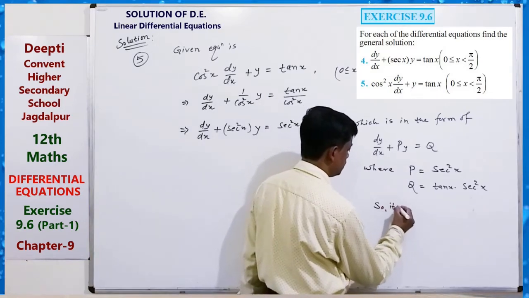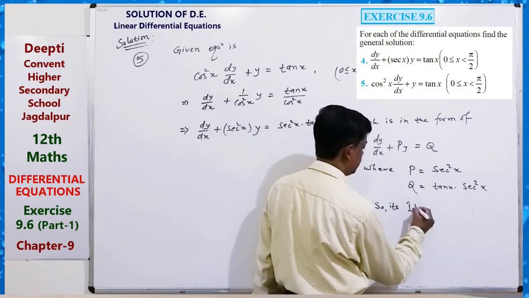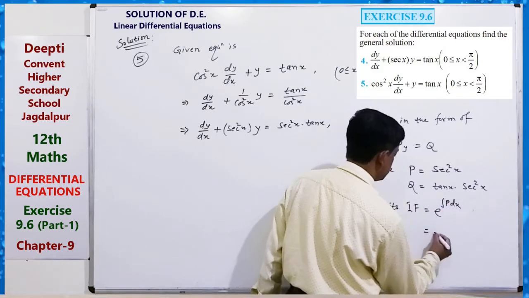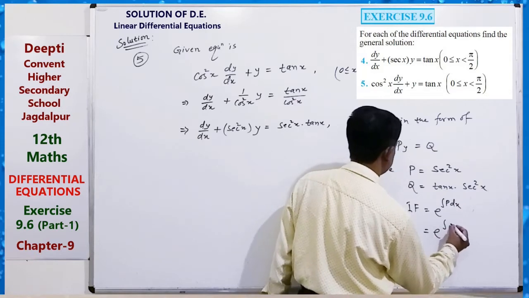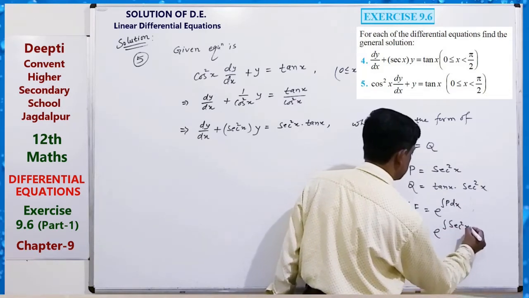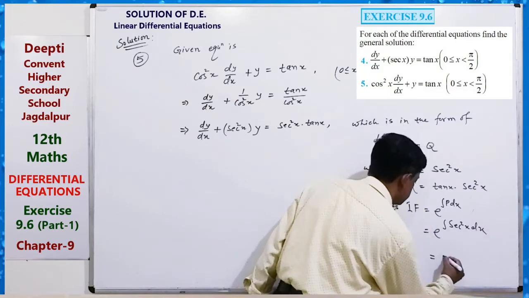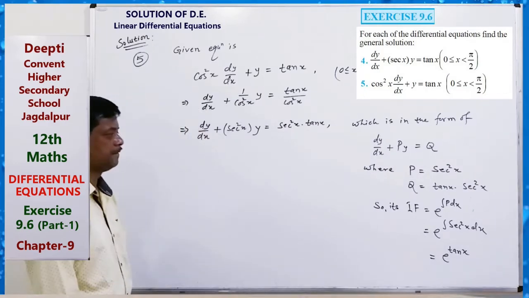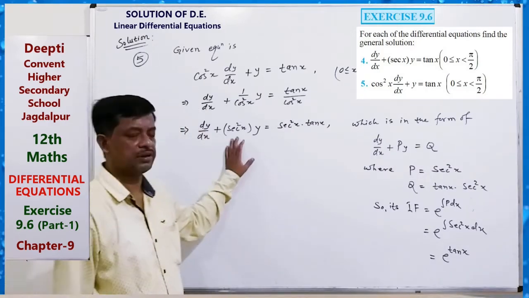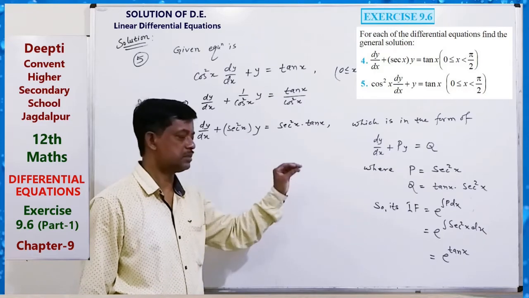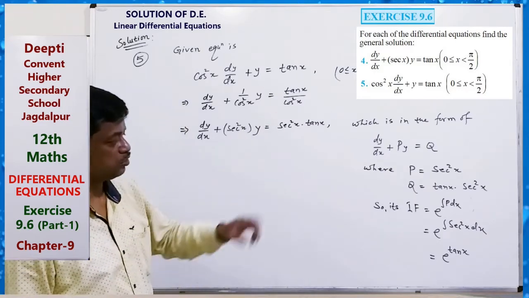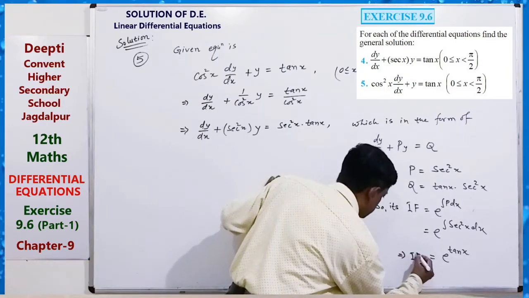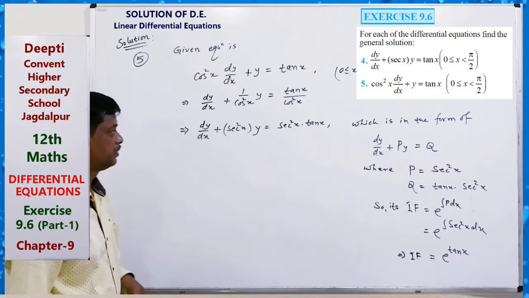So its IF is equal to e to the power integration of p dx. So e to the power integration of p means what? Sec square x dx. Integration of sec square x is tan x. Derivative of tan x is sec square x, so integration of sec square x is tan x. So e to the power tan x. So IF is e to the power tan x. IF is clear.